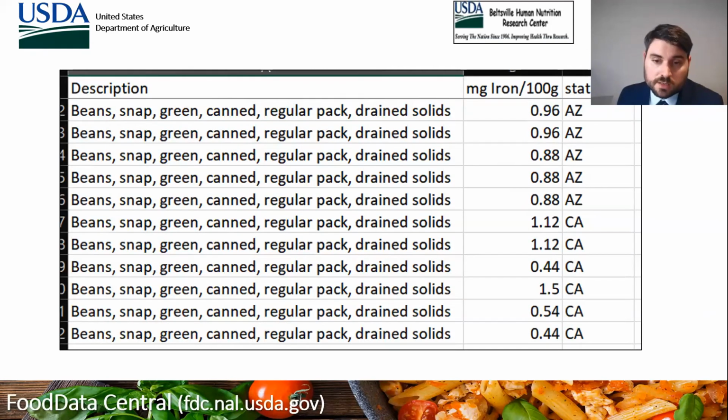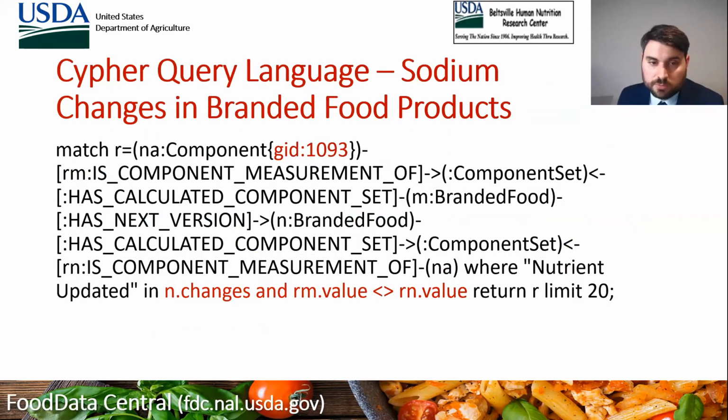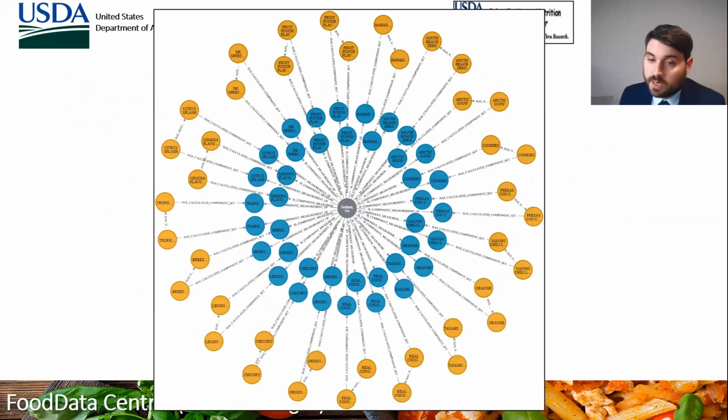And what's great is that query can be used to export to a tabular format, something that you might be more familiar with in reporting. It's hard to report on that graph structure, but you can look at this data and start to consider what it means through Excel and bringing it into other platforms. One more example, this is a query on discovering sodium changes in branded food products. And the graphical representation has sodium in the middle as the gray node, products in the blue nodes, and iterations of each one of those products in the yellowish orange.